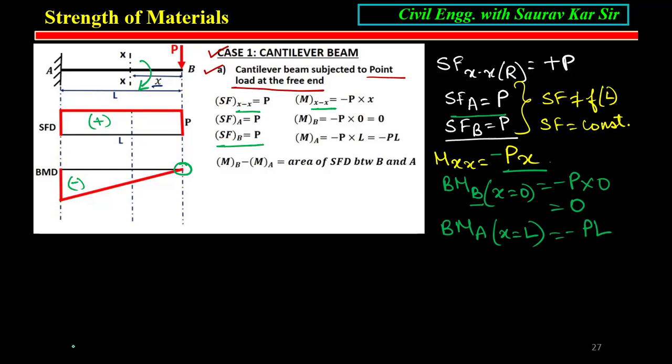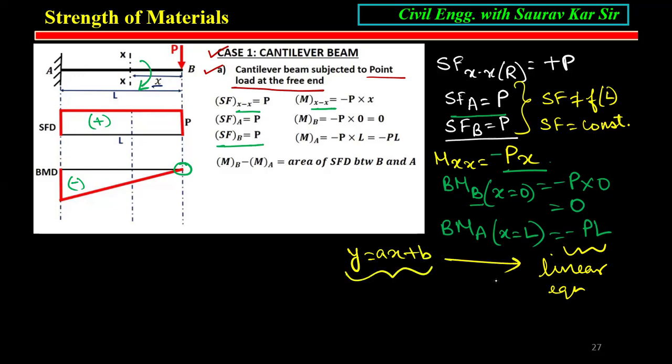So see here, it is a linear equation. That is y equals ax plus b. It is in the form of y equals ax plus b. So the line is linear.